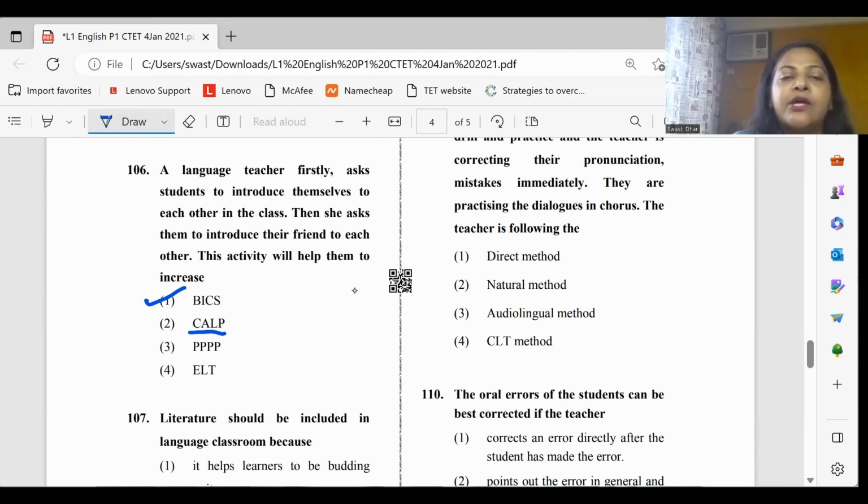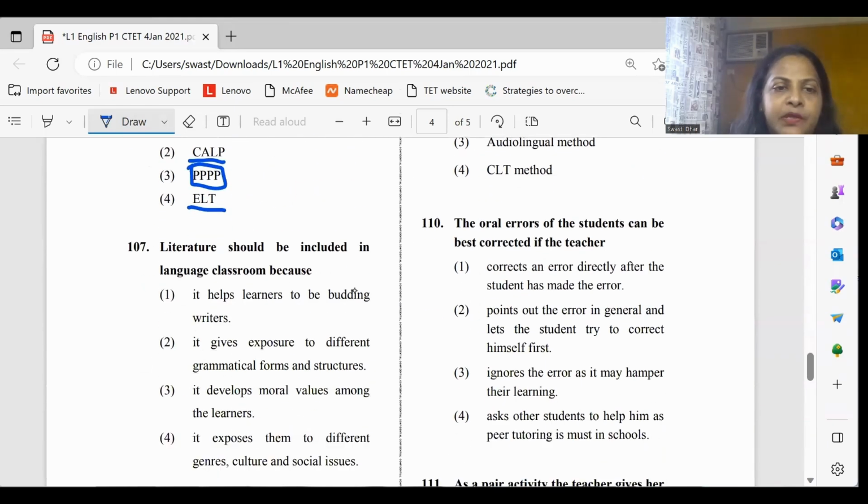CALP, on the other hand, is cognitive academic learning proficiency. So you're doing academic learning. There's nothing like PPPP. And ELT is a broad term, English language teaching. So the correct answer is 1, BICS.